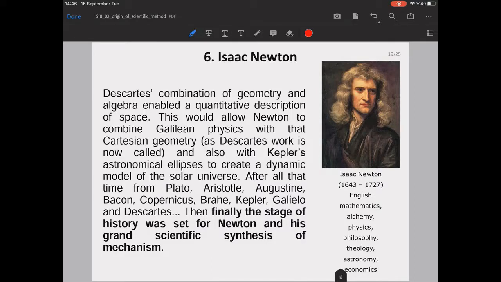solar universe. After all that time, from Plato, Aristotle, Augustine, Bacon, Copernicus, Brahe, Kepler, Galilei, and Descartes, very, very important people, all of their work together finally became very, very meaningful and useful at this time of history. Then finally, the stage of history was set for Newton and his grand scientific synthesis of mechanism. You see that, yes, Newton did a very important thing, but see how it accumulated, or it was a cumulative work of many important scholars and scientists.